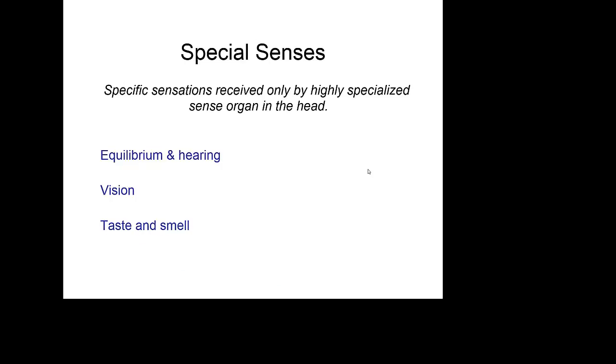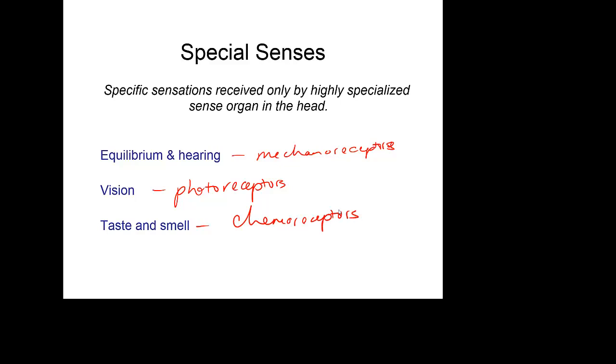Your special senses, as we mentioned, are going to be associated with organs. So we have mechanoreceptors. We have photoreceptors for your vision. And we have taste and smell. We have chemoreceptors. So those are the big ones that we're going to focus on for the rest of our discussions.